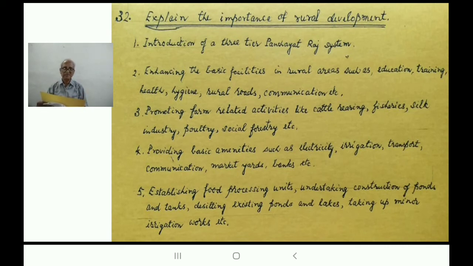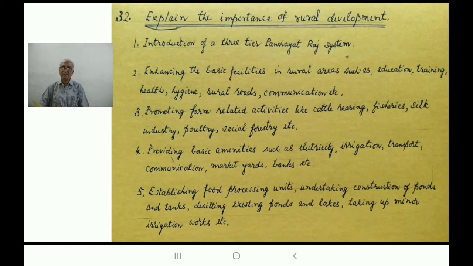Providing basic amenities such as electricity. You have to provide each and every village with electricity, irrigation, need for water, transport, communication, market yards are required, then banks are required, establishing food processing units, undertaking construction of ponds and tanks, desilting, removing whatever soil has accumulated, silt has accumulated, you have to remove from the ponds and lakes, otherwise they get dried up later.